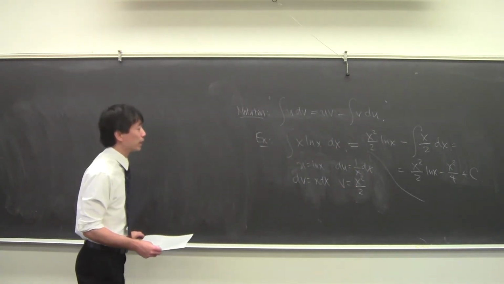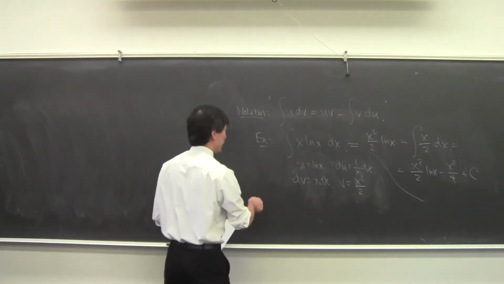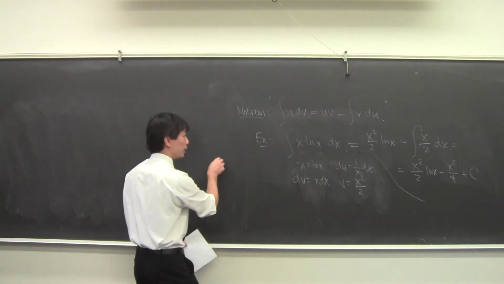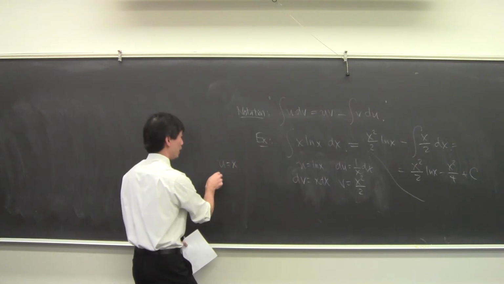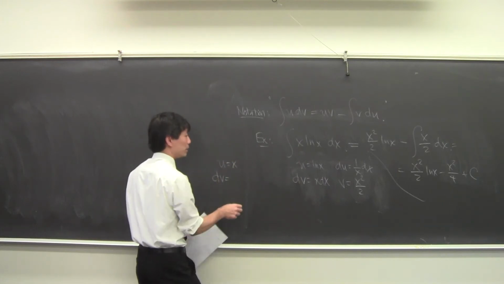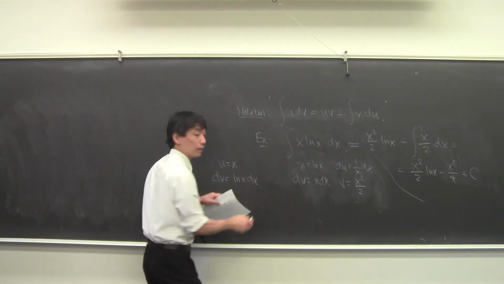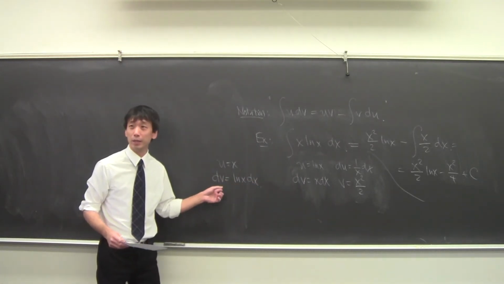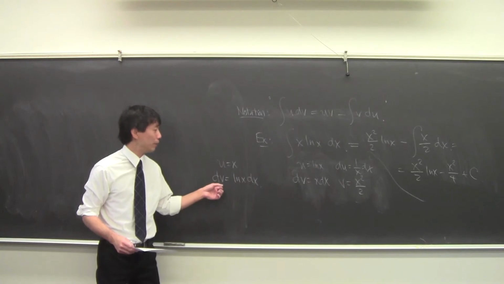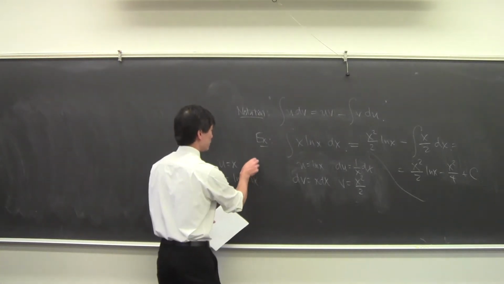It doesn't matter. But notice that if I had taken my u to be x, so then we ask, what happens if you take your u to be x and your dv to be the other guy? Well then, what's going to happen on the other side? Well, what's du?